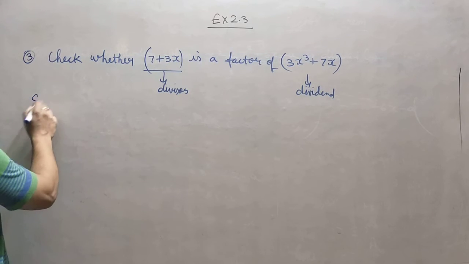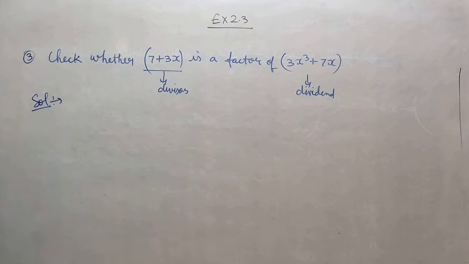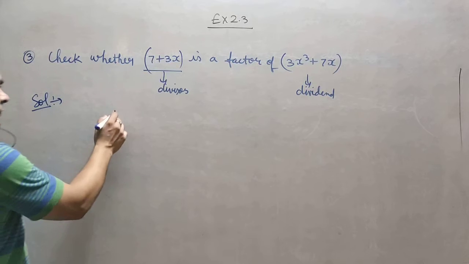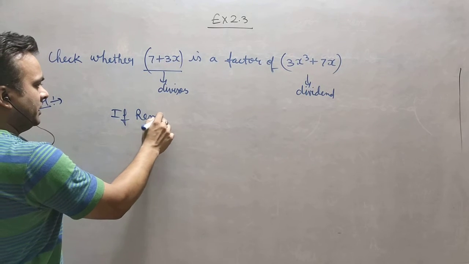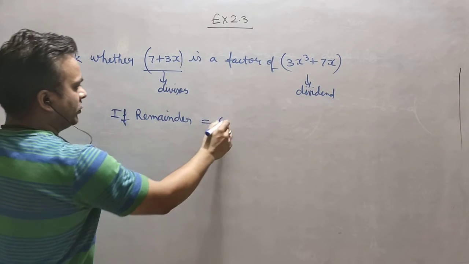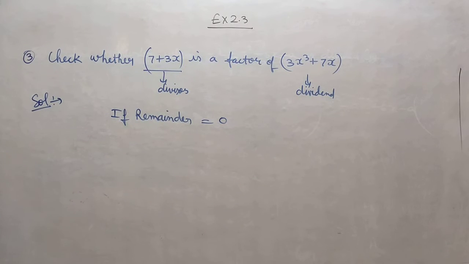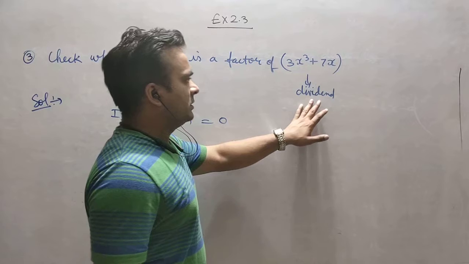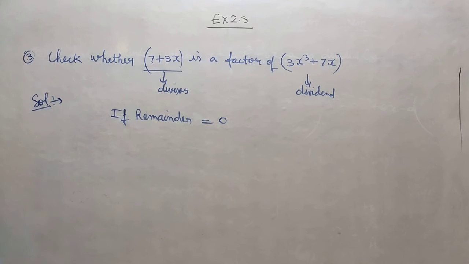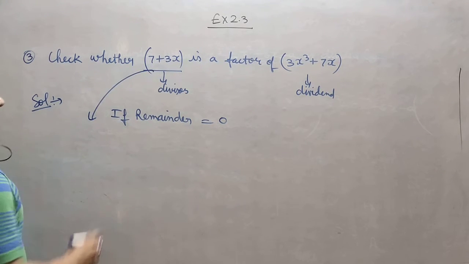So by factor theorem, if the remainder is equal to 0, then we can say that the divisor is a factor of the dividend, right? So what we will do here, we will check whether the remainder is coming 0 or not. So which value of x do we have to put here?